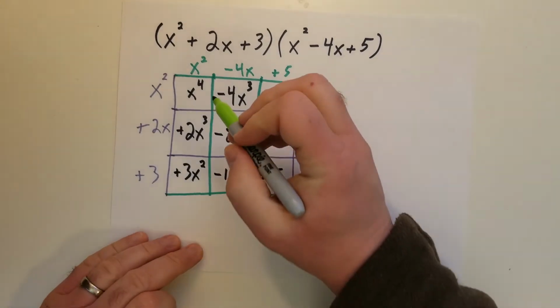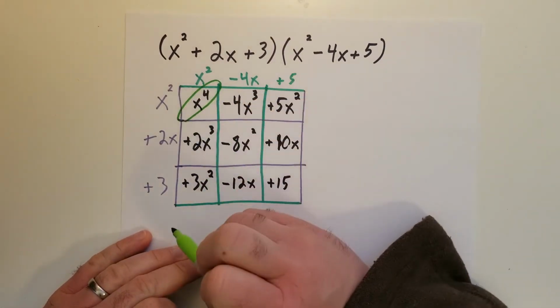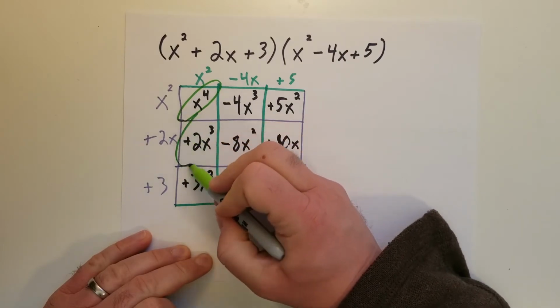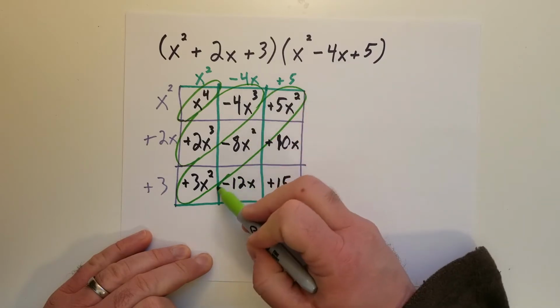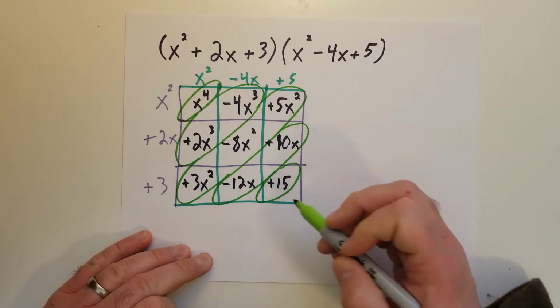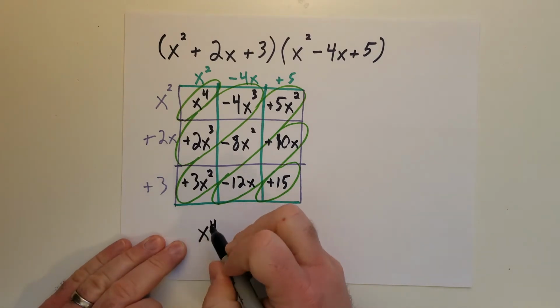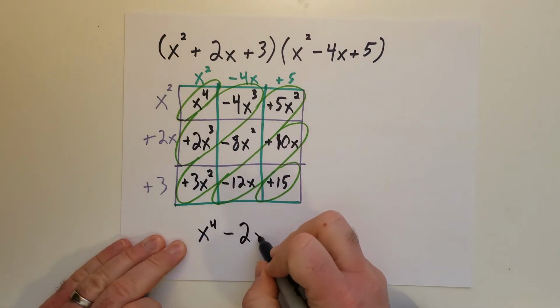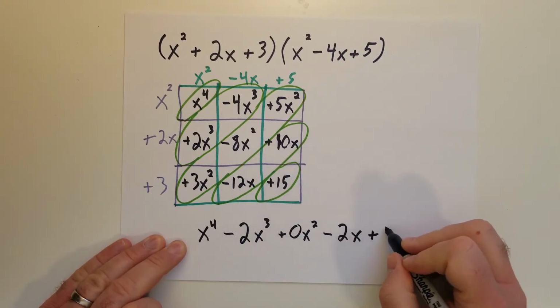When arranged in a grid like this, patterns emerge. All of the x to the 4th terms are along this diagonal. This diagonal has all the x to the 3rd terms. X squareds are here, and x to the 1sts are here, and the terms without x's are here. Adding along each diagonal, we get x to the 4th minus 2x to the 3rd plus 0x squared minus 2x plus 15.